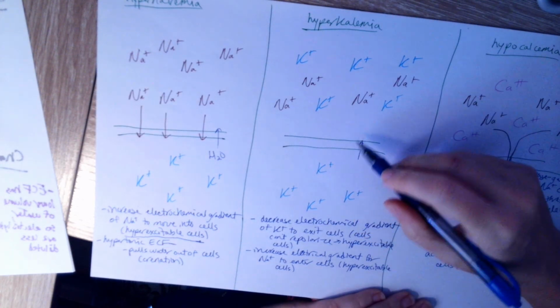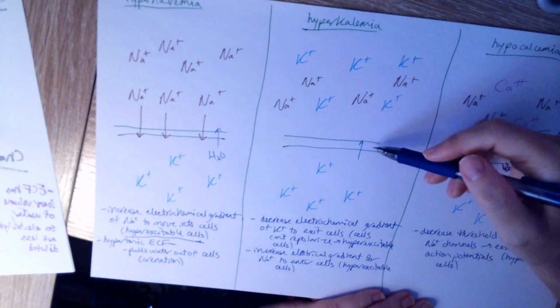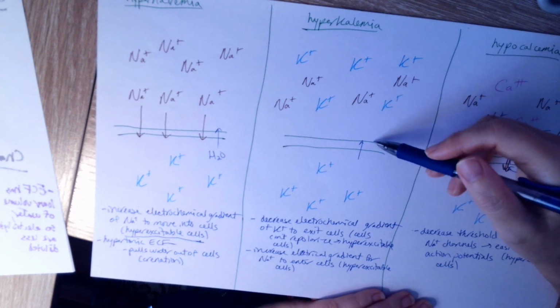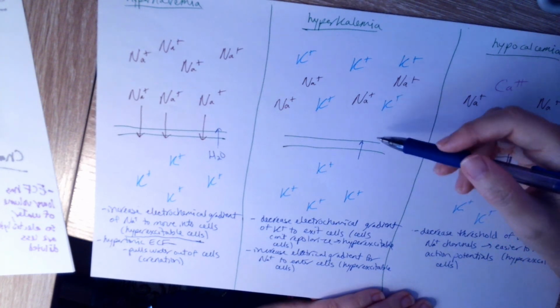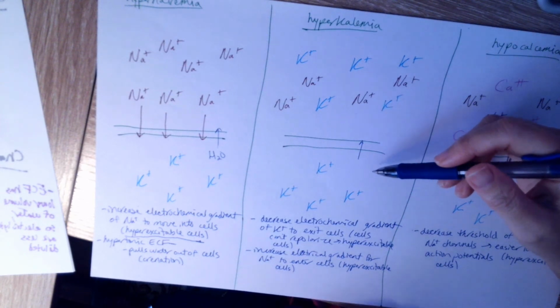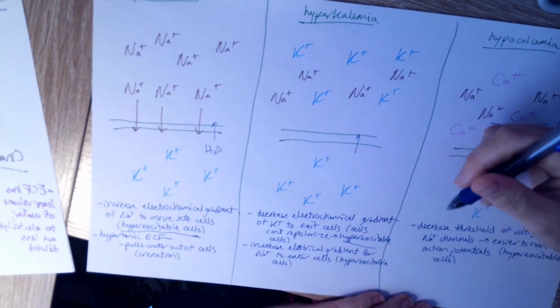So if we have added a lot of potassium outside of the cell, potassium's not going to want to leave the cell anymore. We've decreased the electrochemical gradient for potassium to leave the cell. So the cells aren't going to be able to repolarize. They can't recover from having an action potential. They're just going to be stuck being depolarized. So that makes them hyperexcitable.